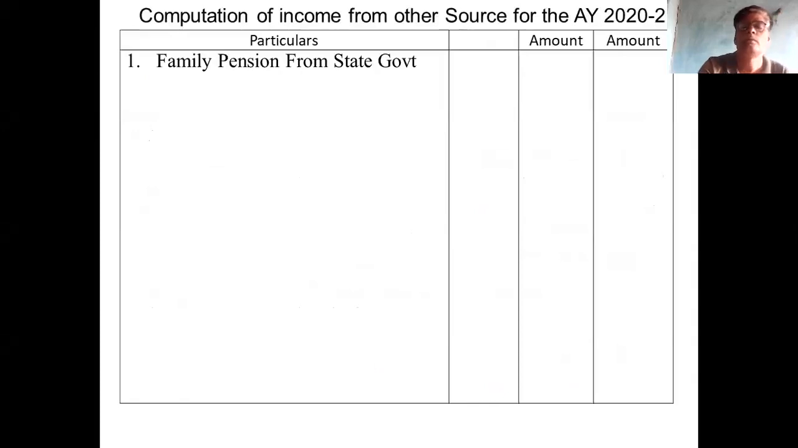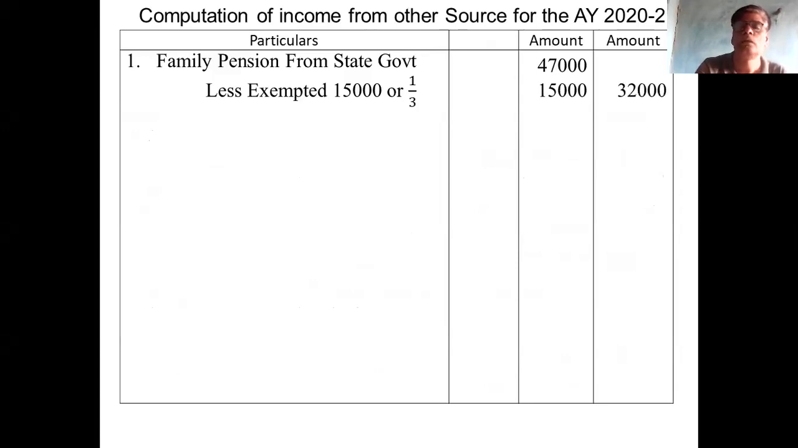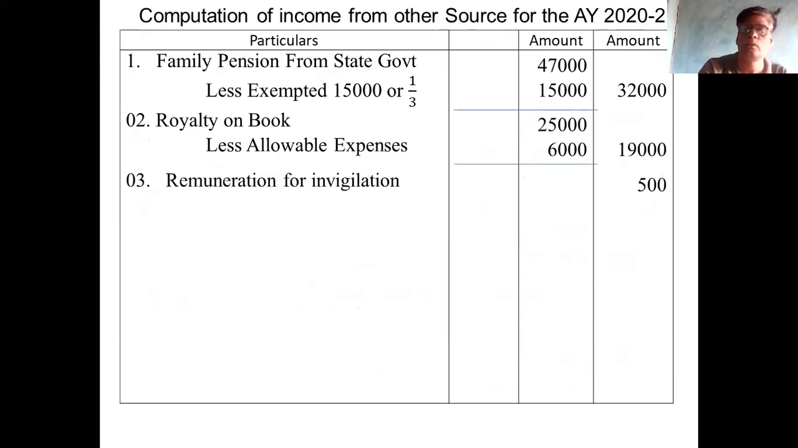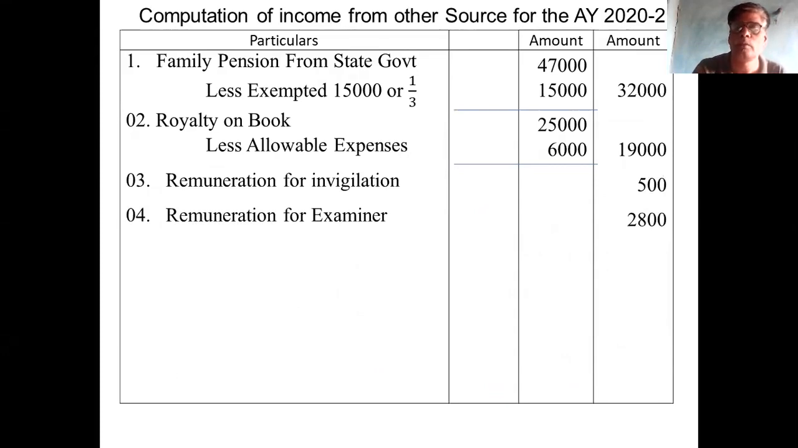Income from other source. Pension from Government of Karnataka 47,000. Less exempted 15,000 or 1/3, whichever is less. So 15,000 is less, you deduct it. 32,000 is the first point income. Then second is royalty received on books 25,000, less allowable expense 6,000, balance is 19,000. Then third point, remuneration for invigilation work 500. Fourth point, remuneration for examiner 2,800. The 150 expense is not allowed because that is reimbursed by the university.